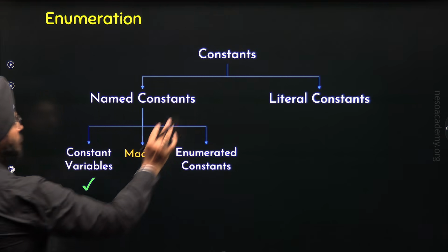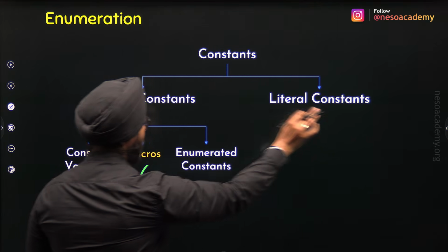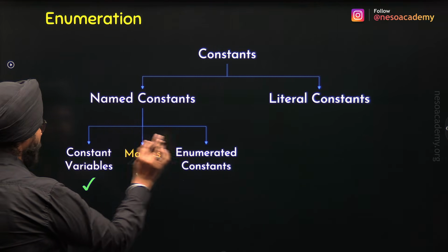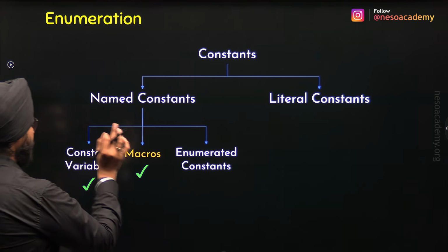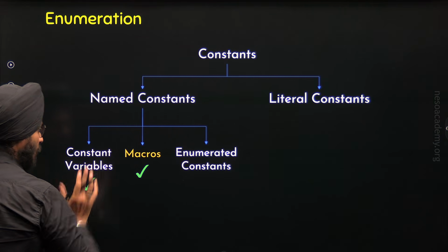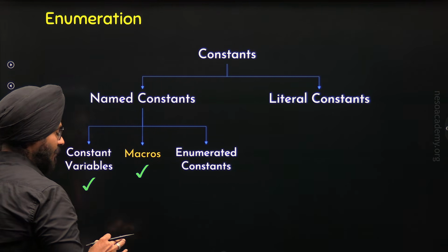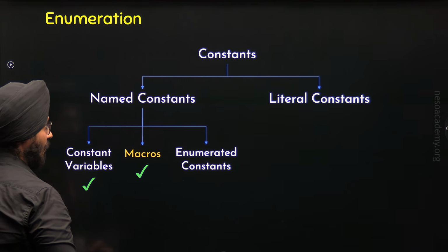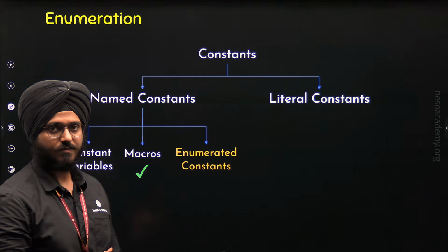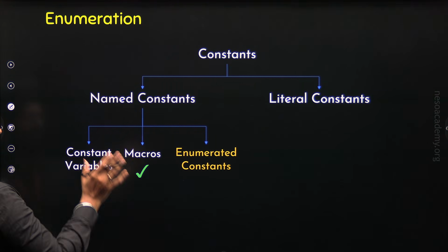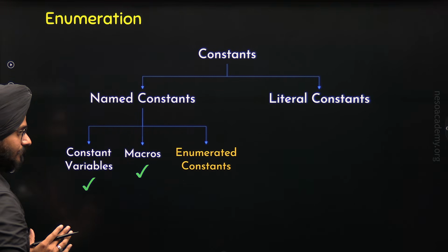We already know that constants are of two types, named constants and literal constants. Named constants are of three types, constant variables, macros, and enumerated constants. We have already discussed constant variables and macros. In the last lecture, we studied macros. Now we are in this lecture, and the focus of this lecture is on the third type of named constants, that is, enumerated constants. Now let's understand what enumerated constants are by first understanding the meaning of enumeration.